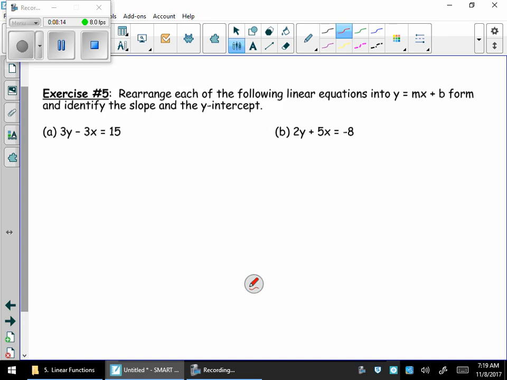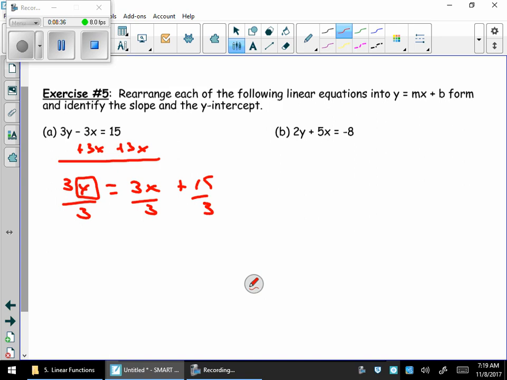Now, our first one says 3y minus 3x is equal to 15. Again, I'd like to get y to be all by itself, so I'm going to start by adding 3x to both sides. When I do that, I'm going to get 3 times y is equal to 3x plus 15. The last thing I have to do to get y by itself is recognize that that 3 is connected by multiplication, so I'm going to undo it with division. Divide everything by 3. That will give me y is equal to x plus 5. I can now identify my slope and my y-intercept.